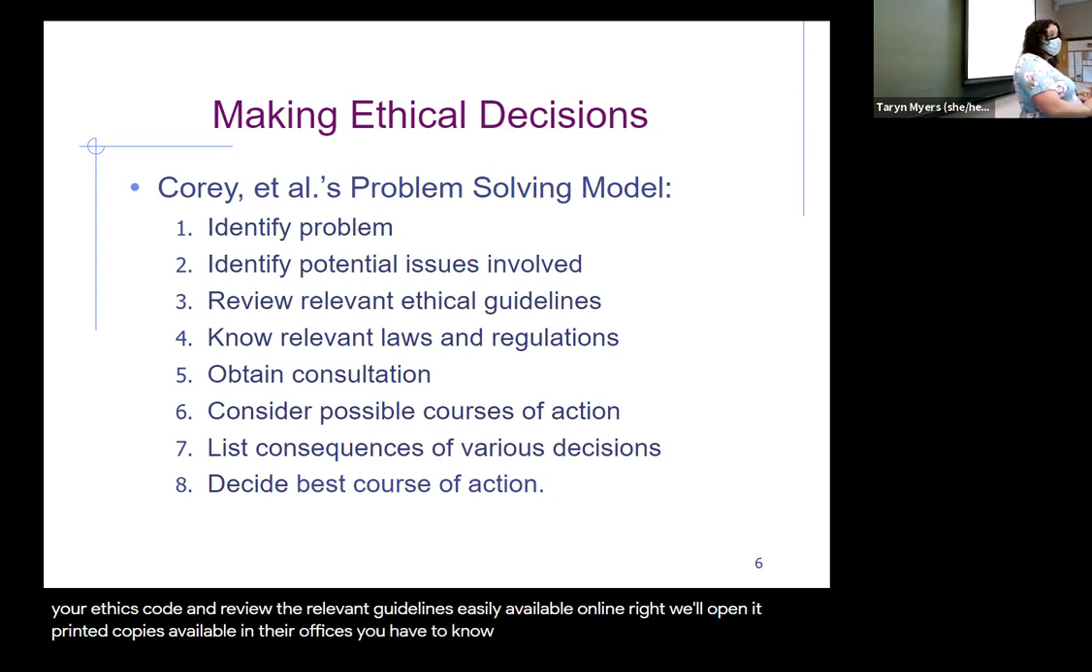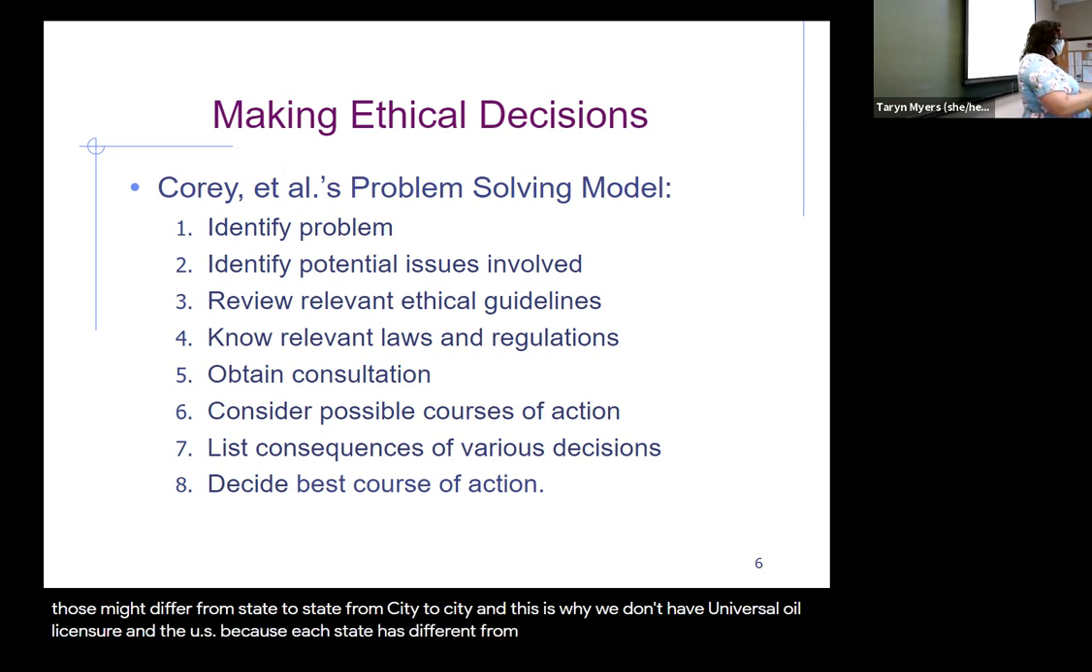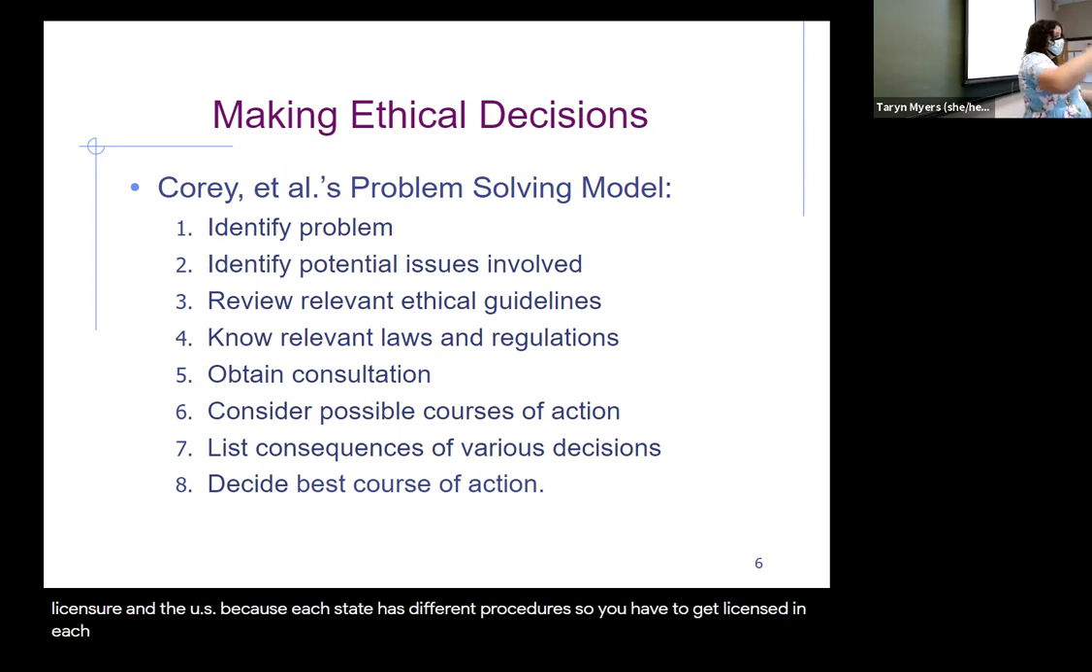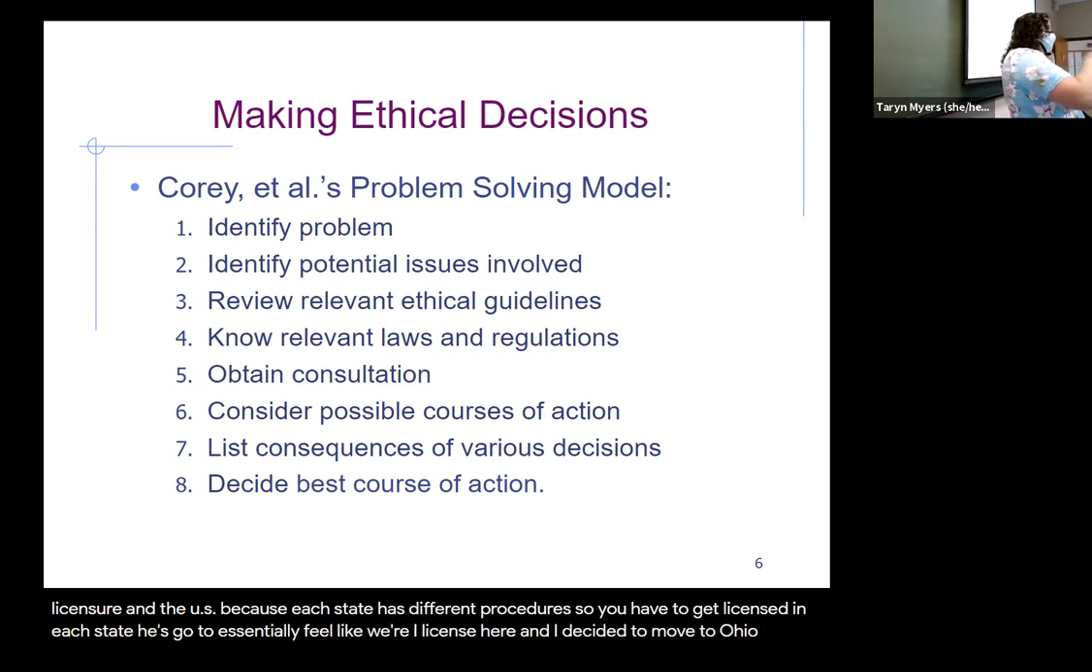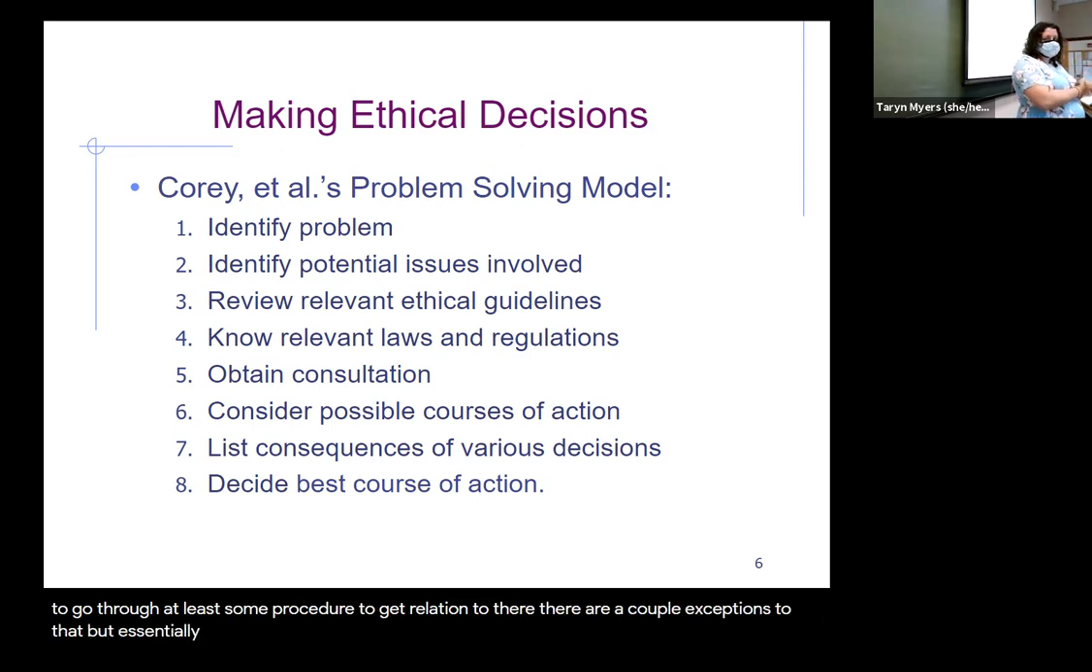You have to know the laws and regulations of your area. Those might differ from state to state, from city to city. And this is why we don't have universal licensure in the US, because each state has different procedures. So you have to get licensed in each state you go to, essentially. So like, were I licensed here and I decided to move to Ohio, I'd have to go through at least some procedure to get relicensed there. There are a couple exceptions to that, but essentially it's because part of the licensure exam for each state is knowing about their laws as pertains to your practice.